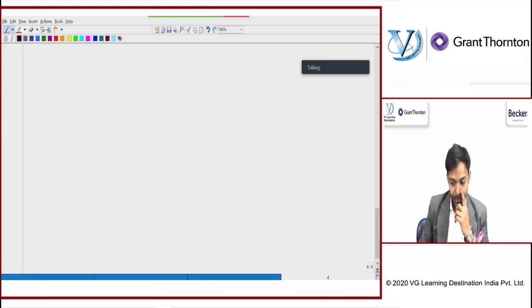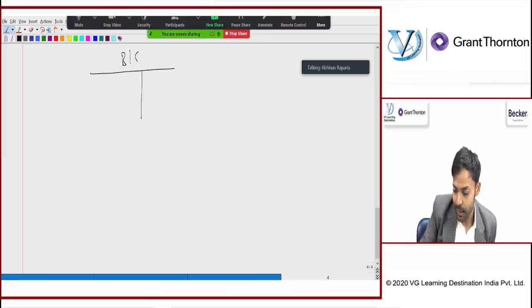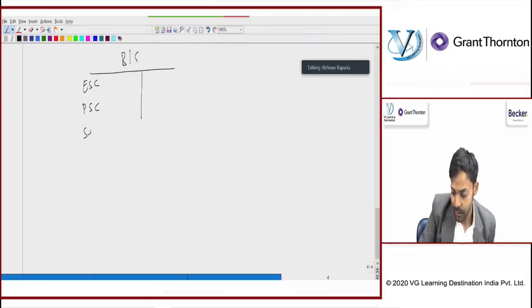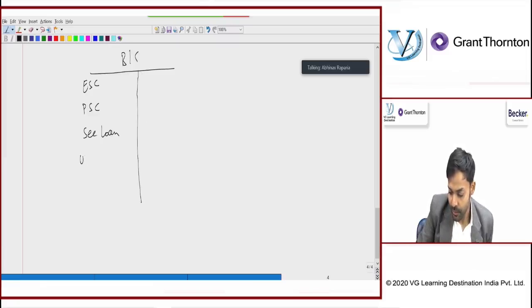Okay. So when we are talking about the balance sheet, now let's see only the sources side, the liability side. Just see that only. So here you have equity share capital, preference share capital, secured loans, and then you have unsecured loans.